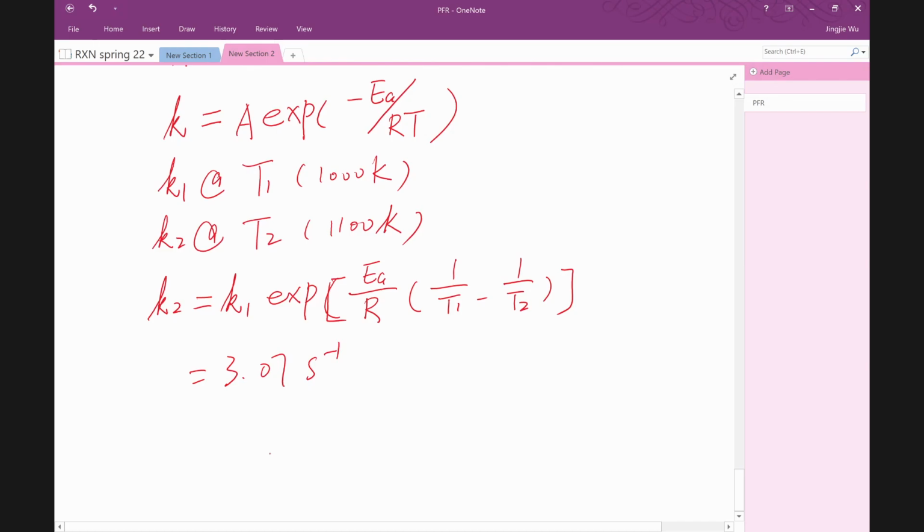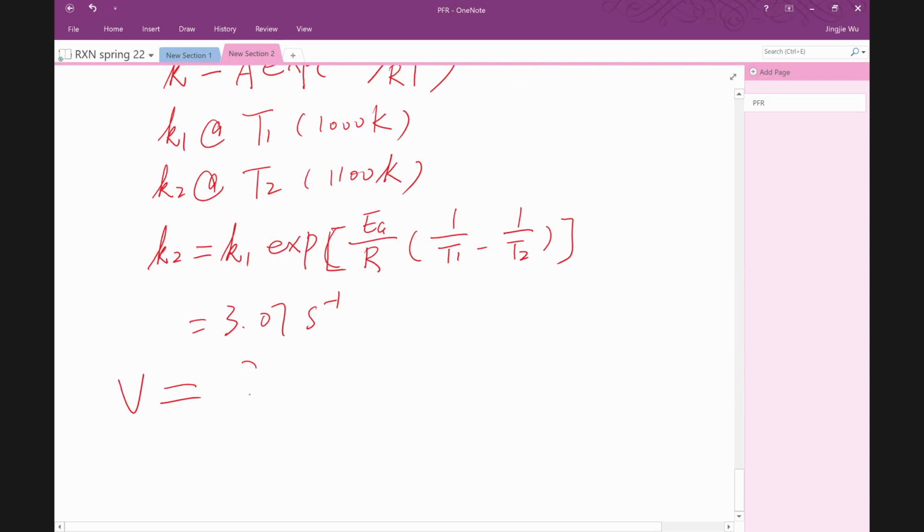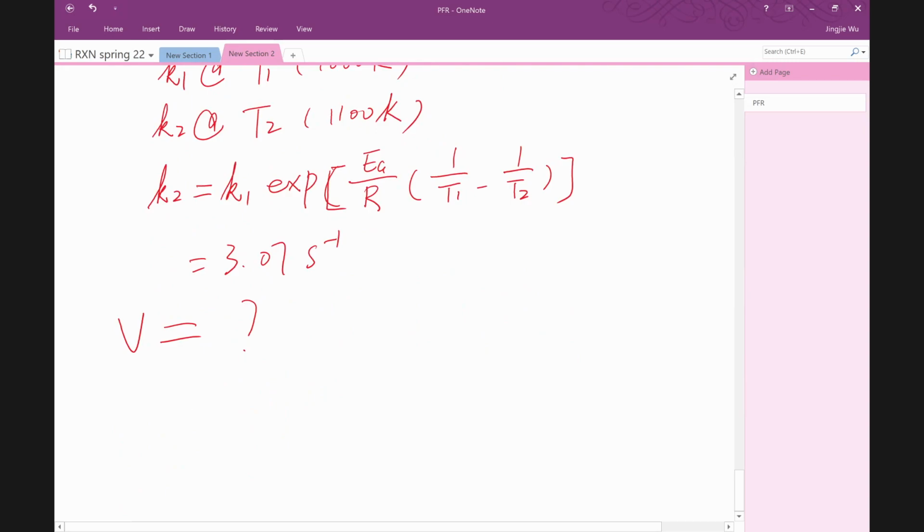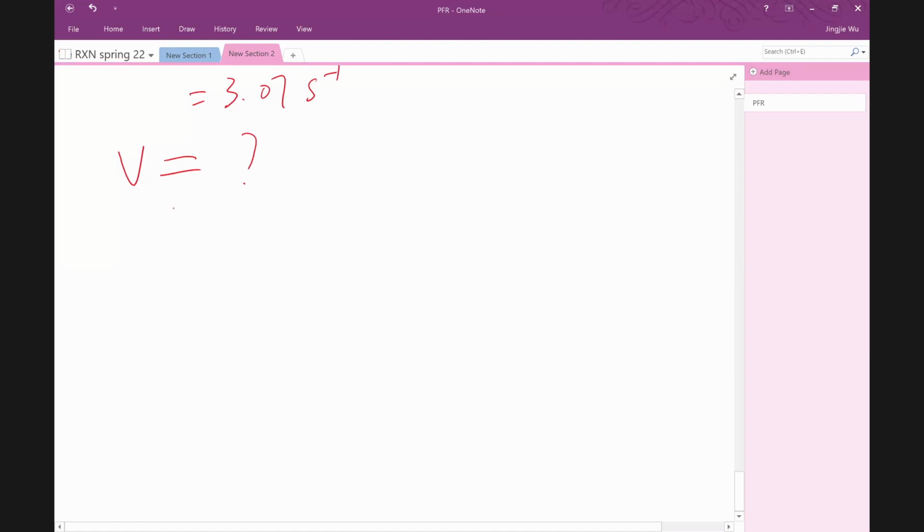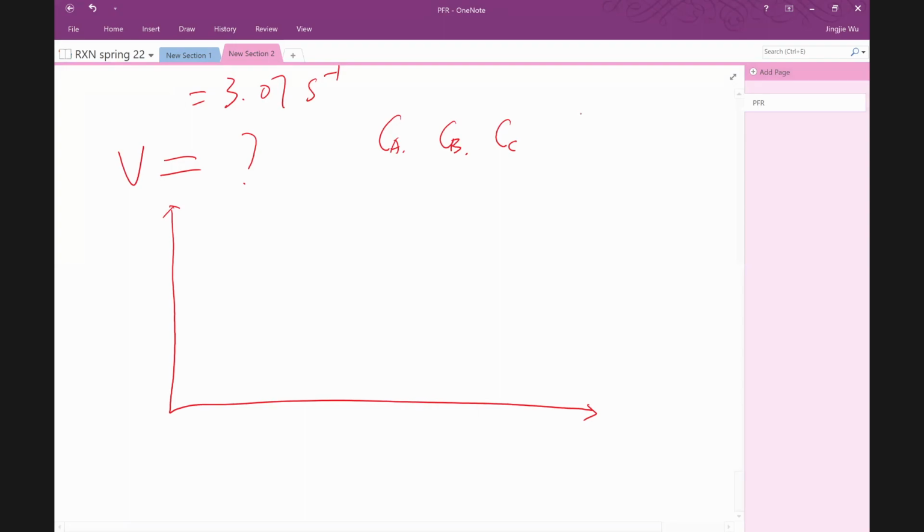I think now we have everything. So then you can calculate the volume. That's the volume, actually. You can also plot it after you calculate it. You can solve for A, B, and C as a function of the volume, or let's say as a function of the length.